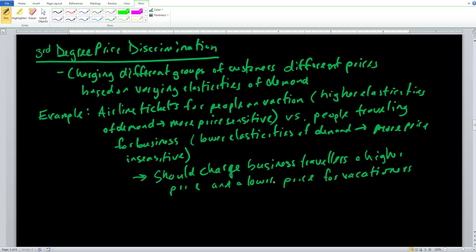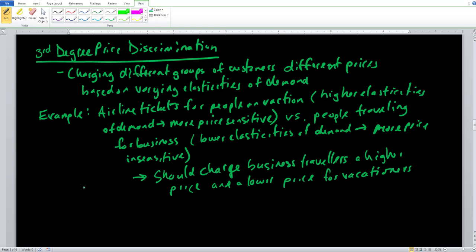Essentially, those who have a very inelastic demand, or are more price insensitive, should be charged a higher price because they won't really care about the price increasing too much. And those who are more price sensitive, with a very high elasticity of demand, should be charged a lower price, because a very small increase in price is essentially going to cause them to change their quantity demanded.